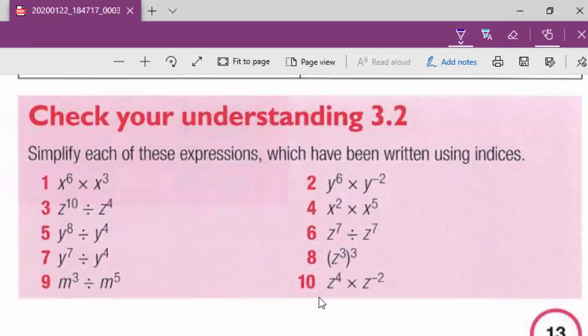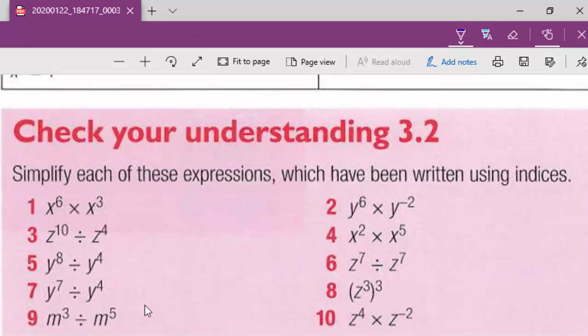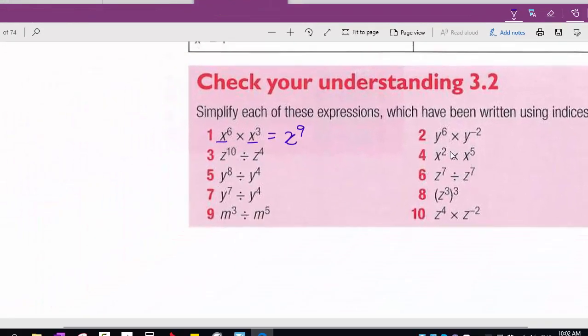As we studied in the previous lesson, when you see the same base, we have to add the powers. The same thing is true for variables. For example, here, question 1, we have x to the power of 6 times x to the power of 3. Since they have the same base, x, when we multiply, we just add the powers. The result is x to the power of 9. Question 2, they have the same base again. We add the powers, but when we add 6 with negative 2, it will be 4. So the result is y to the power of 4.